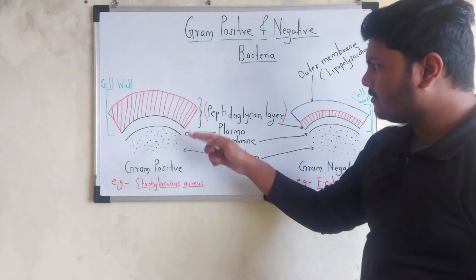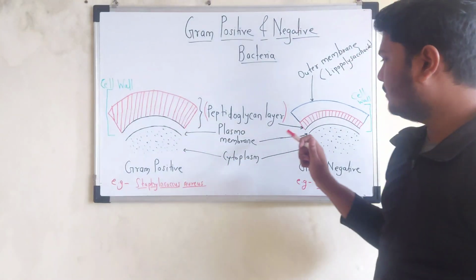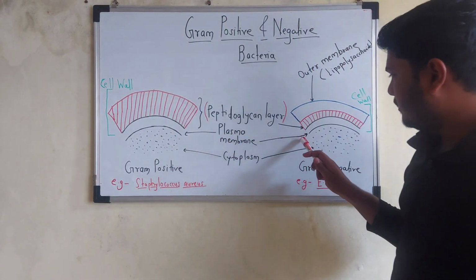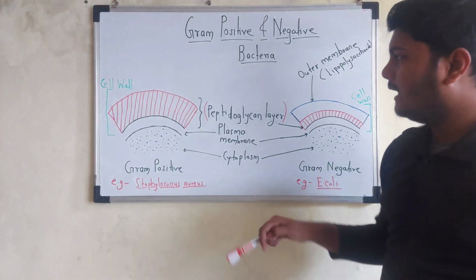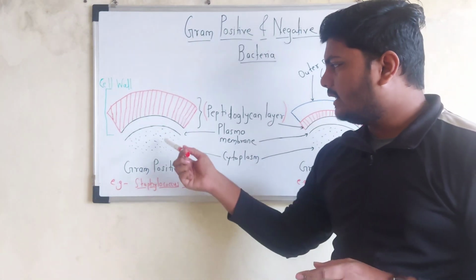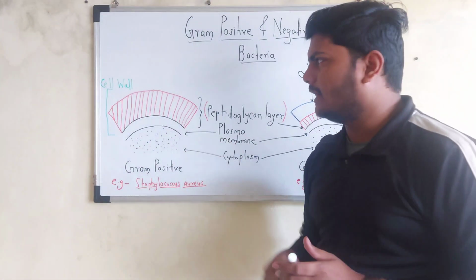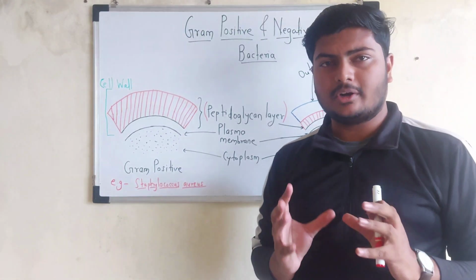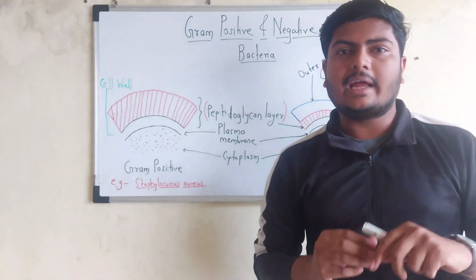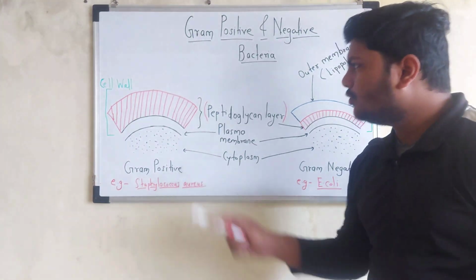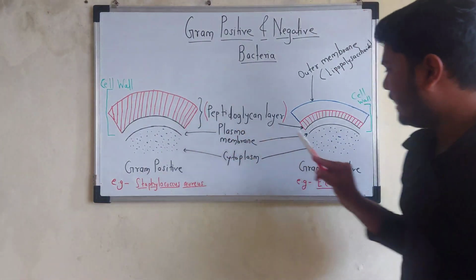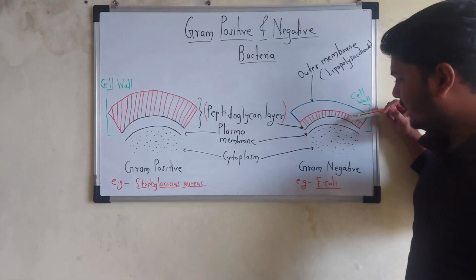This is the basic structure of any kind of bacteria, which contains the cytoplasm, enclosed by the plasma membrane. In both cases we can see the plasma membrane, and the main difference, because of which we say a bacterium is gram positive or gram negative, is the peptidoglycan layer. Both gram positive and gram negative bacteria have a peptidoglycan layer in the cell wall. In the gram positive bacteria, the red portion I have drawn is the peptidoglycan layer, and in the gram negative bacteria this red portion is the peptidoglycan layer.